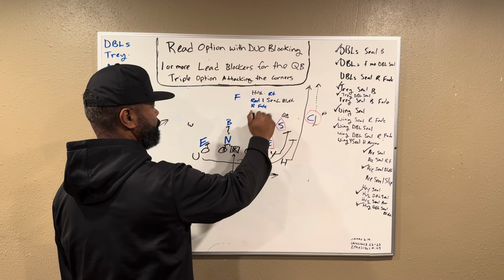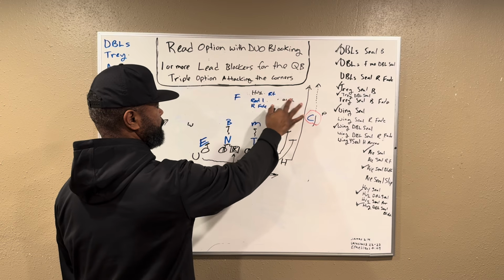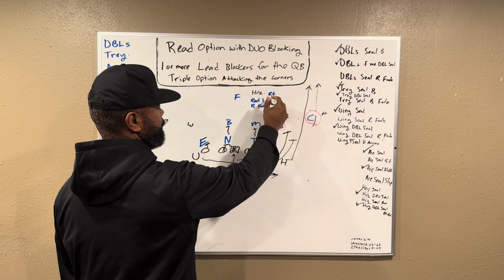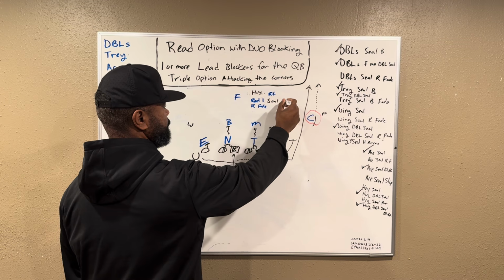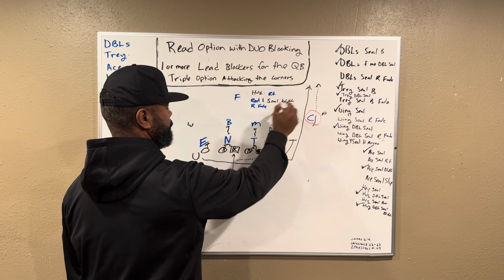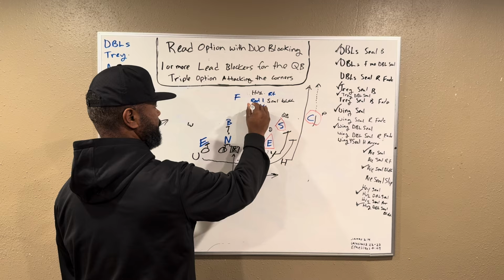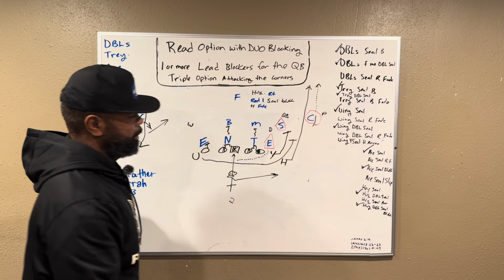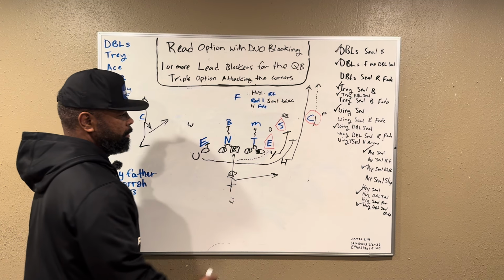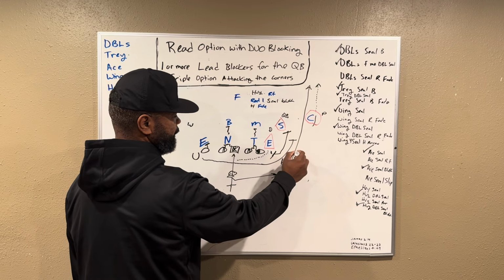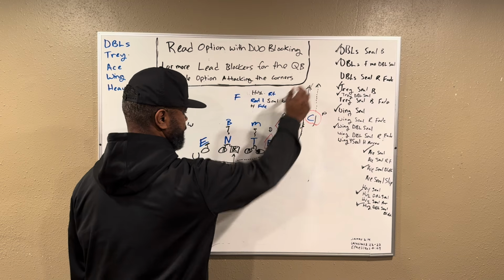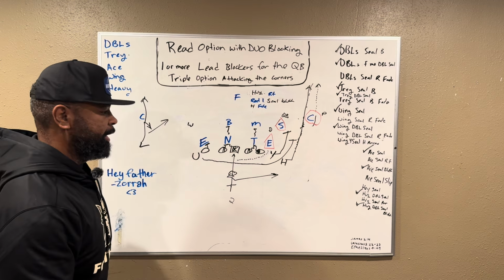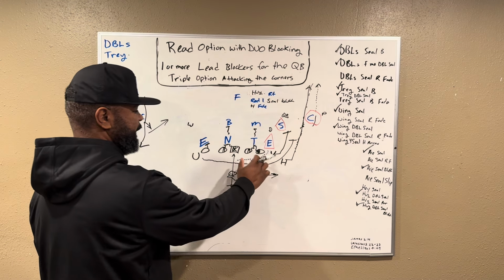Right. Red 1. Seal. Bluff. H fade. So the H would be the one working out like he's going to block, and then he gets the fade. That's it. We still got the dive player.